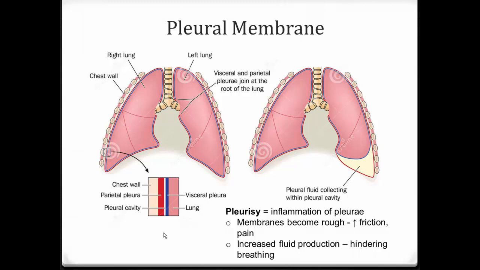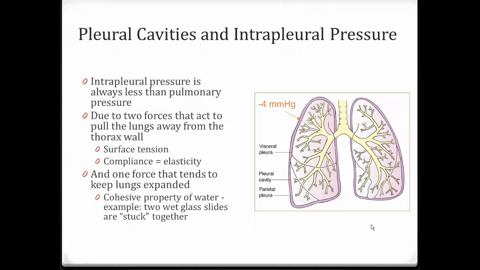And it could increase fluid production, which we can see here on this side, and that's going to end up hindering breathing. The reason it does this is because of the negative pressure that we establish within the pleural cavity. So intrapleural pressure, intrapleural referring to inside the pleural cavity, tends to always be about -4 millimeters of mercury lower than the lung pressure itself, so inside the alveoli.